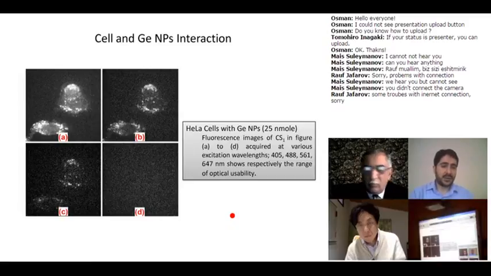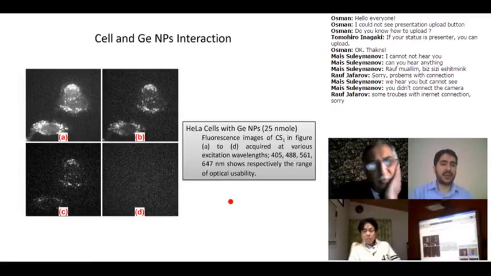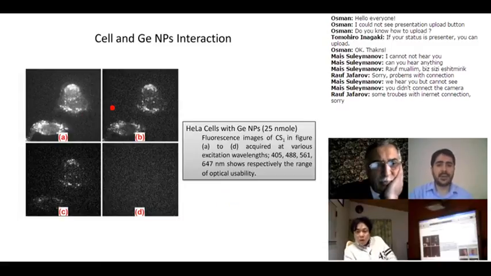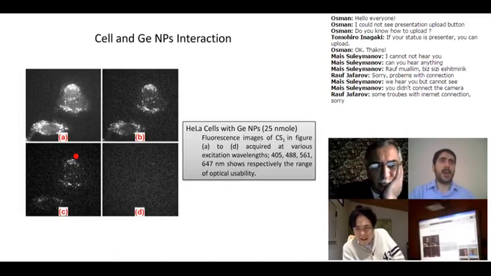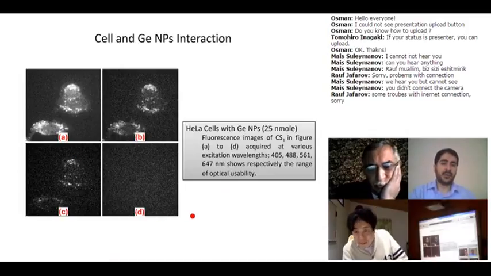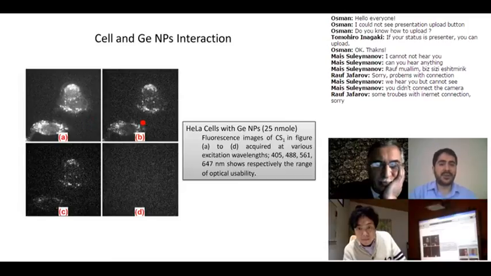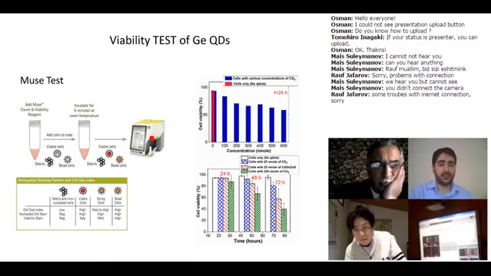Yeah, after that, we applied our particles to human cells. We used HeLa cells. Here you can see, in different channels, we can use the emission spectra of the particles, in different channels like 405 nanometer, 488 nanometer, 561 nanometer, you can specifically tune and see the particles' interaction with the cell.